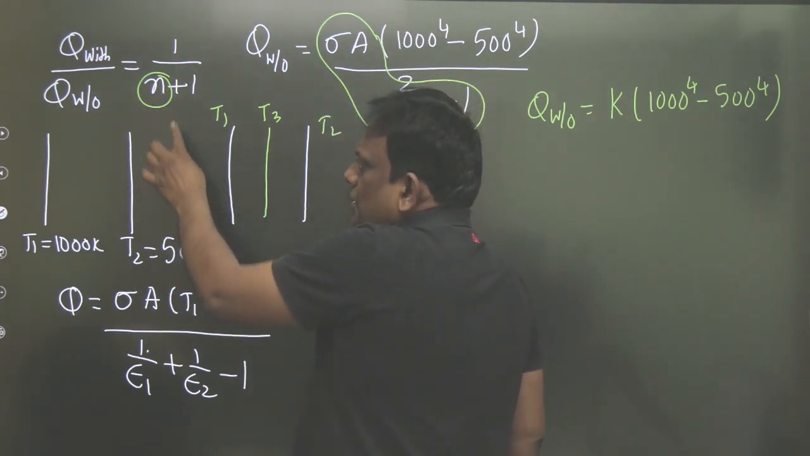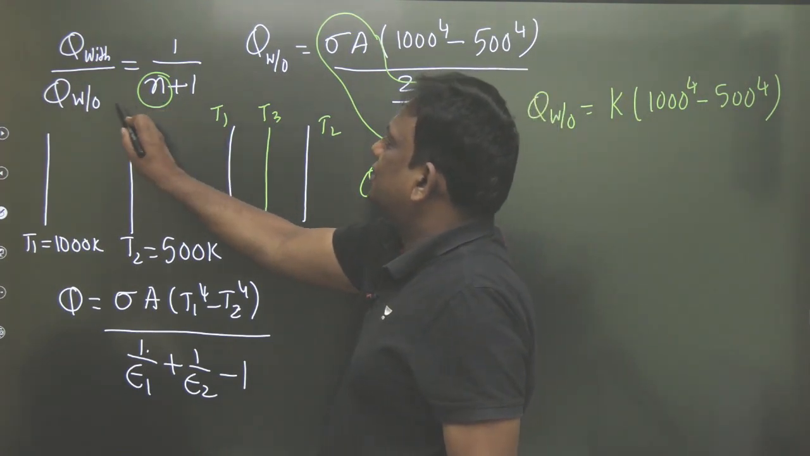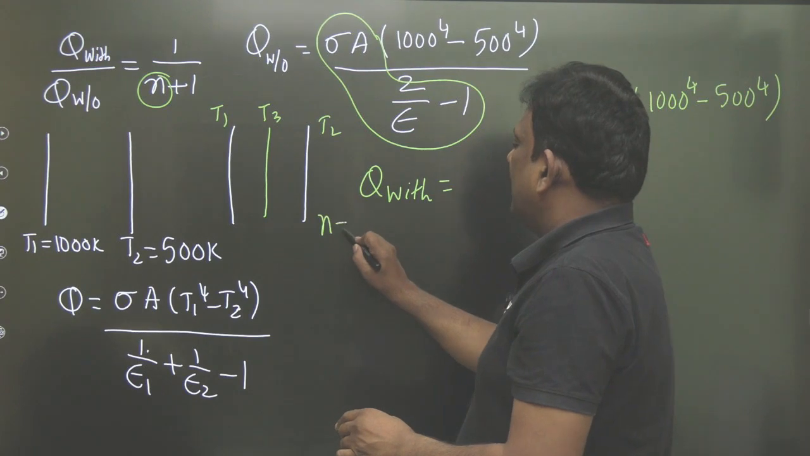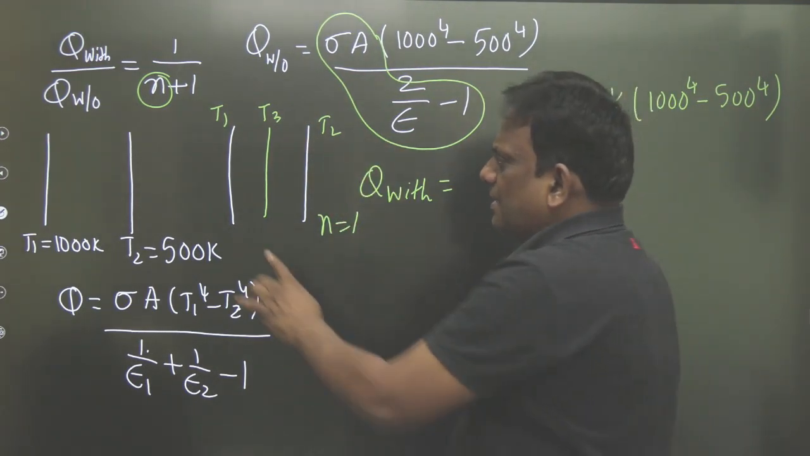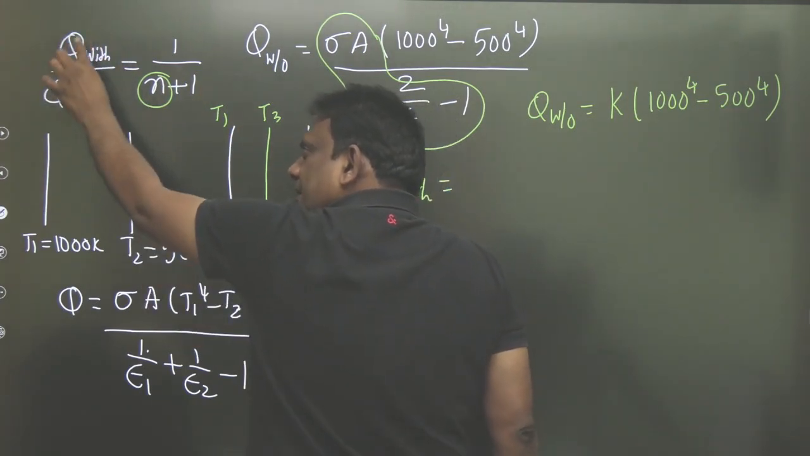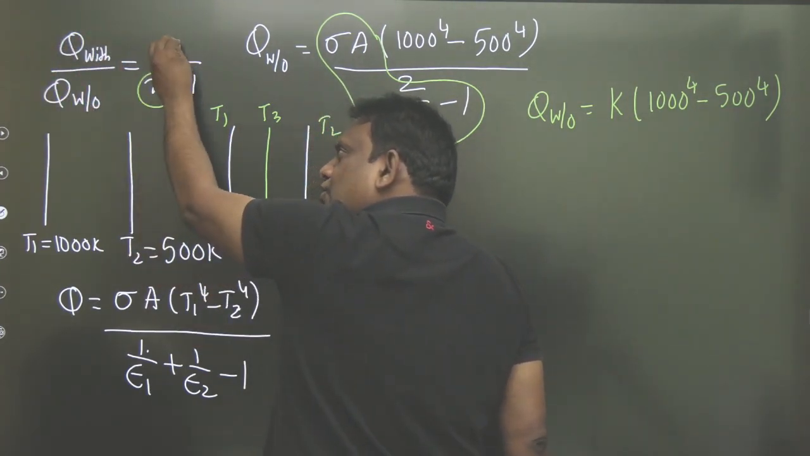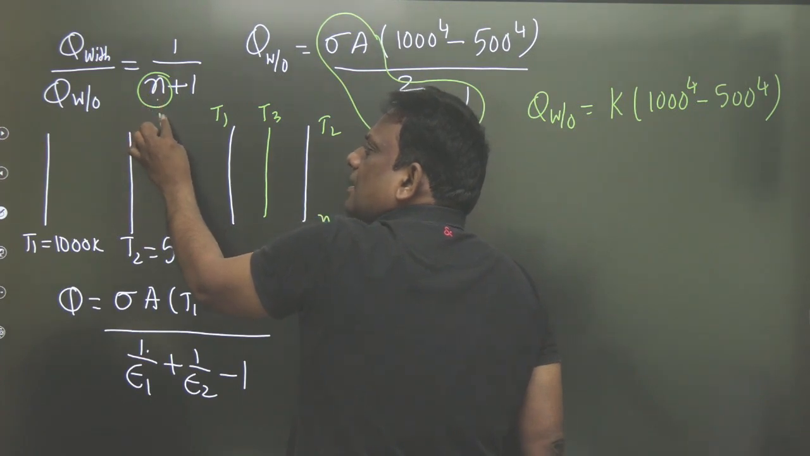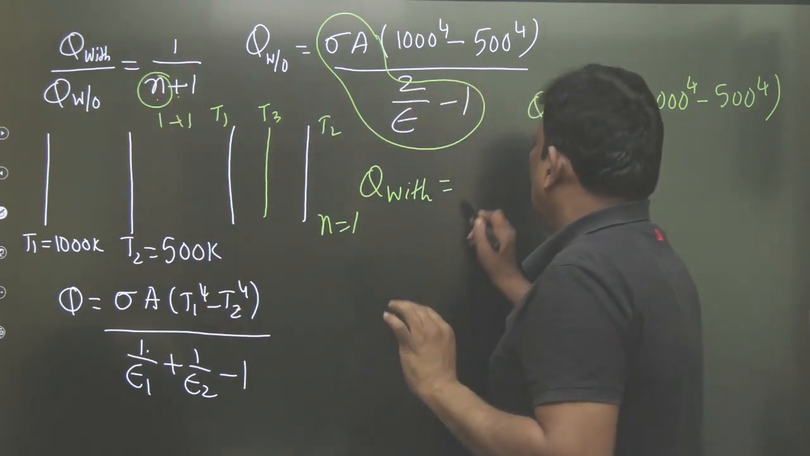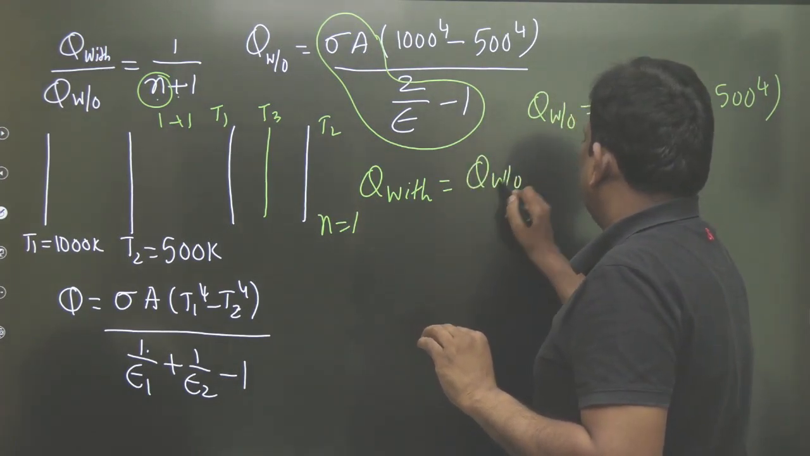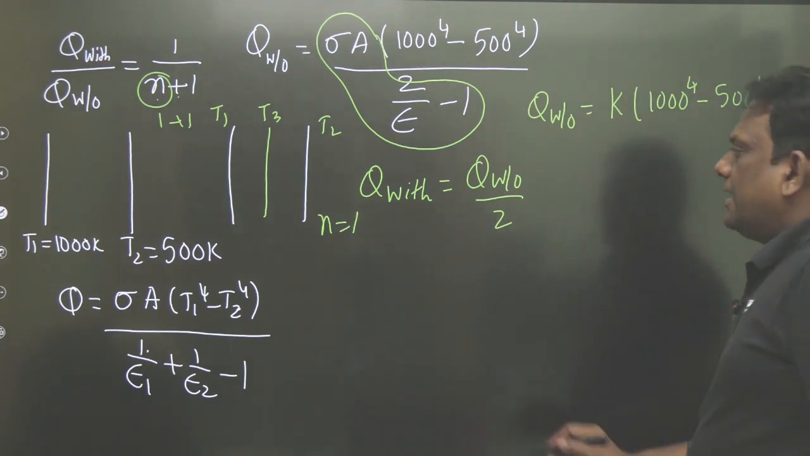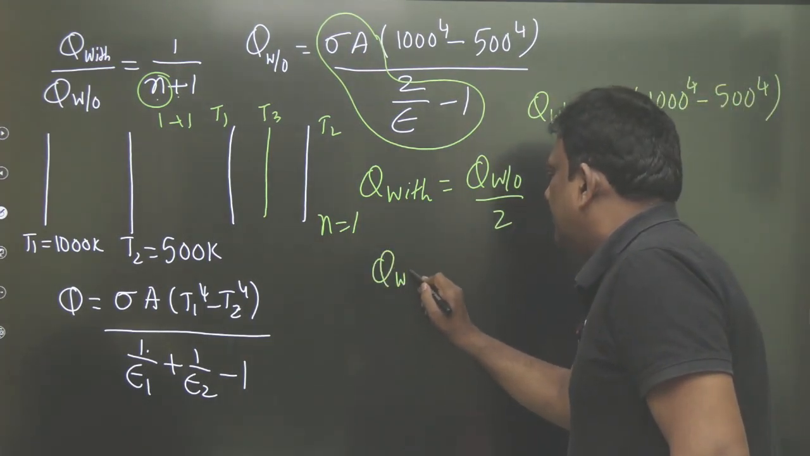If the number of shields is 1, then n plus 1 is 1 plus 1, which is 2. So therefore, heat transfer with shield will be equal to, listen carefully, without shield divided by n plus 1, and n is 1, 1 plus 1 is 2, means without shield by 2. So it will be without shield by 2. Wonderful. Now, can you tell me what is the heat transfer with shield?